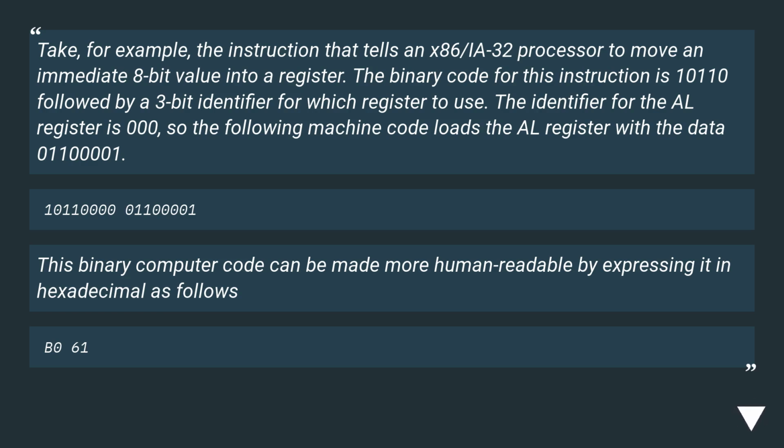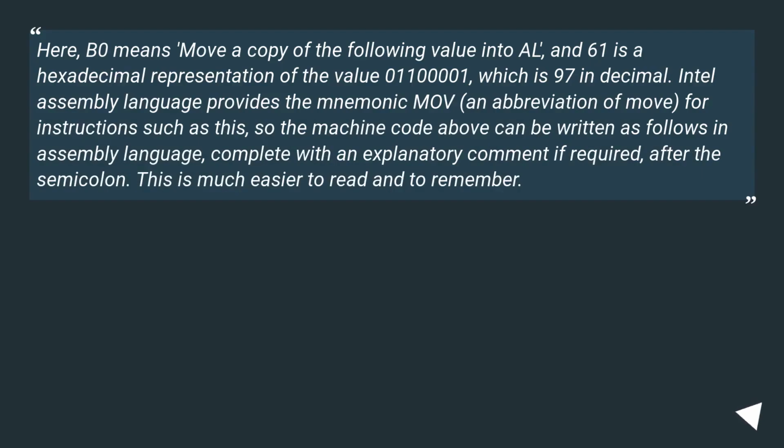B0 61. Here, B0 means move a copy of the following value into AL, and 61 is a hexadecimal representation of the value 01100001, which is 97 in decimal.